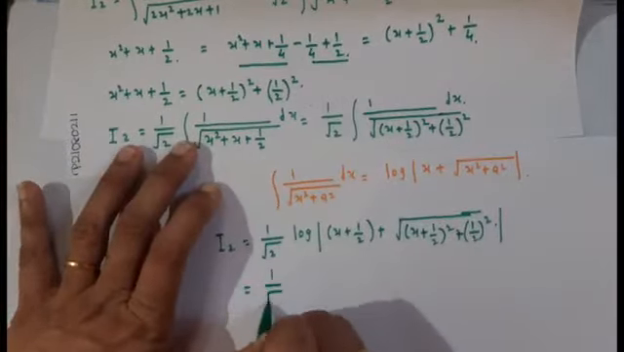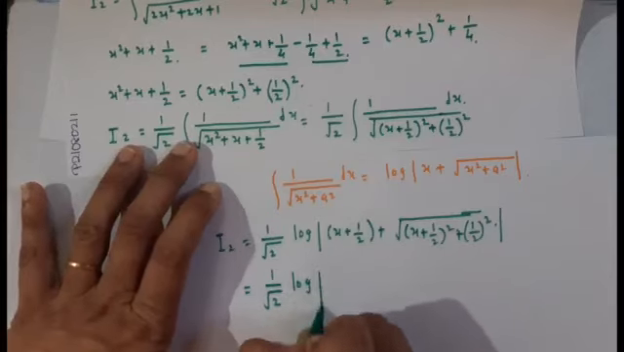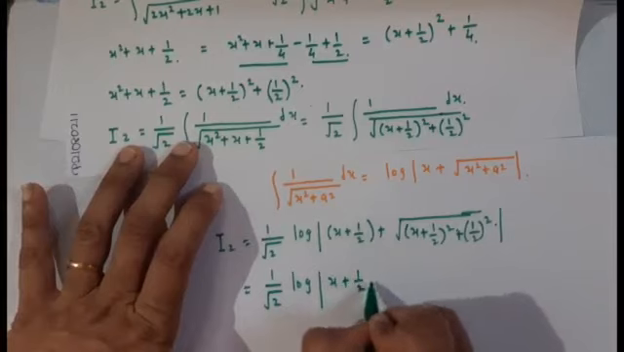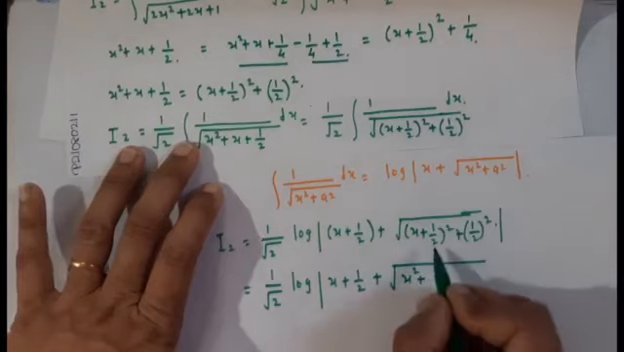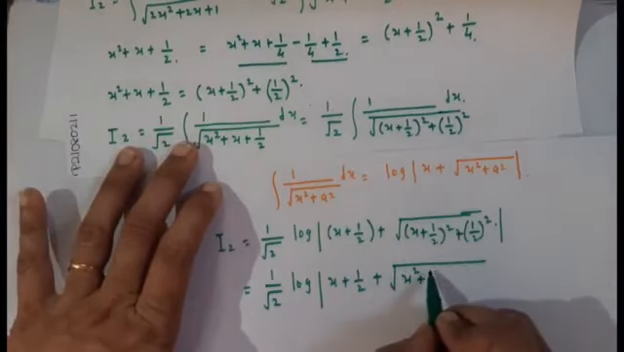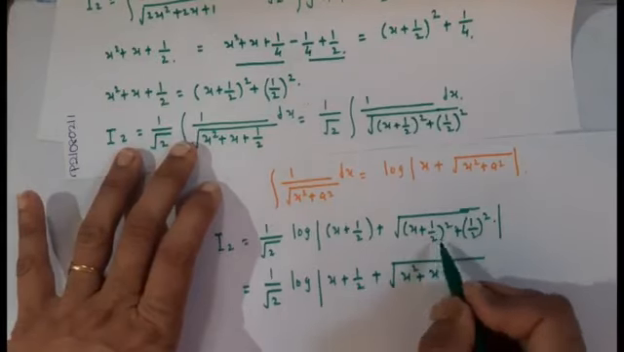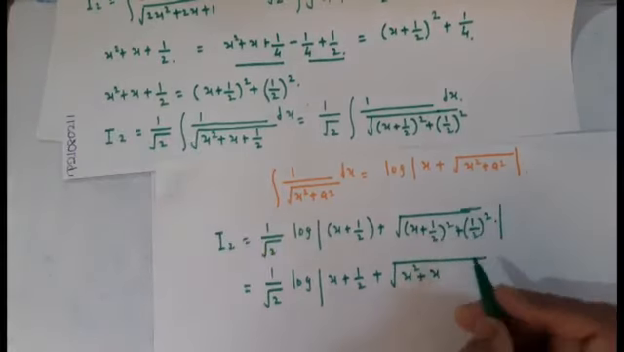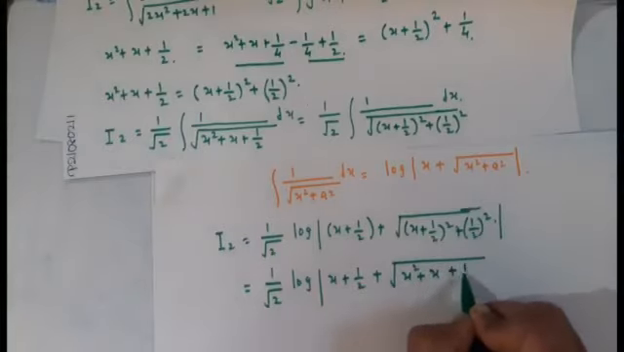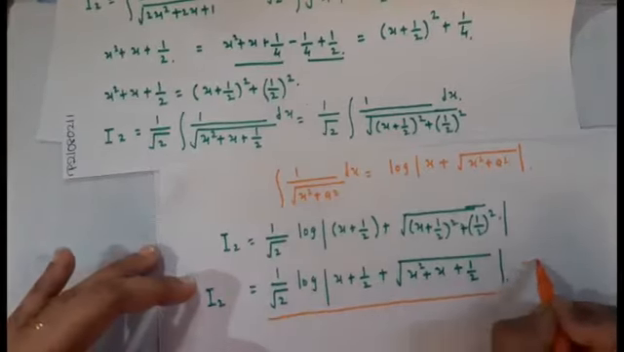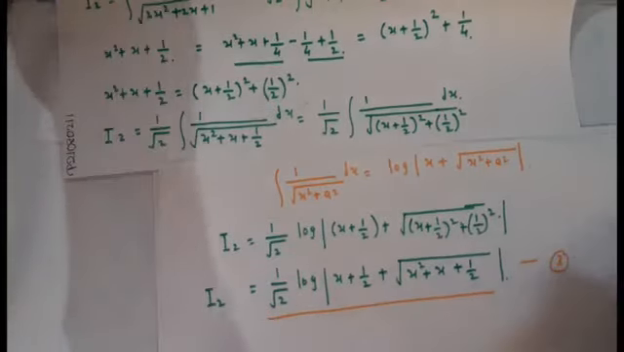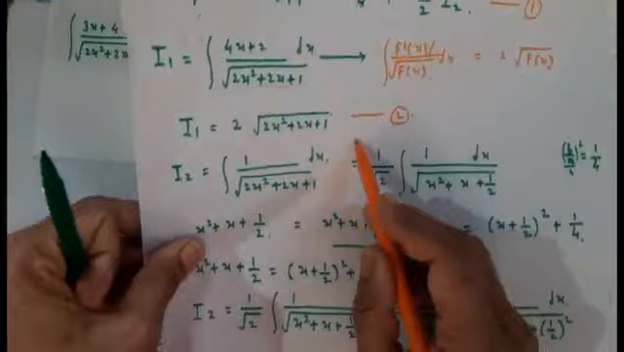And this is 1 upon square root of 2 log of x plus 1 by 2 plus, we can simplify, this is x square plus x plus 1 by 2 plus 1 by 4 plus 1 by 4, and that is equal to 2 by 4, which is 1 by 2. Okay students, and this is the integration I2, and this is the expression 3. Now from 2 and from 3, put the value in 1.